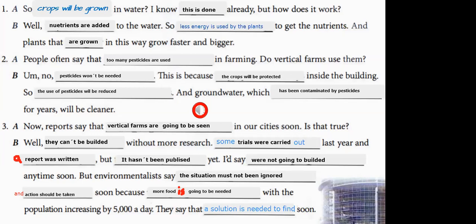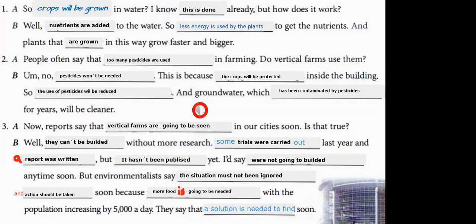3. Now, reports say that vertical farms are going to be seen in our cities soon. Is that true? Well, they can't be built without more research. Some trials were carried out last year and a report was written, but it hasn't been published yet. I'd say they're not going to be built anytime soon.